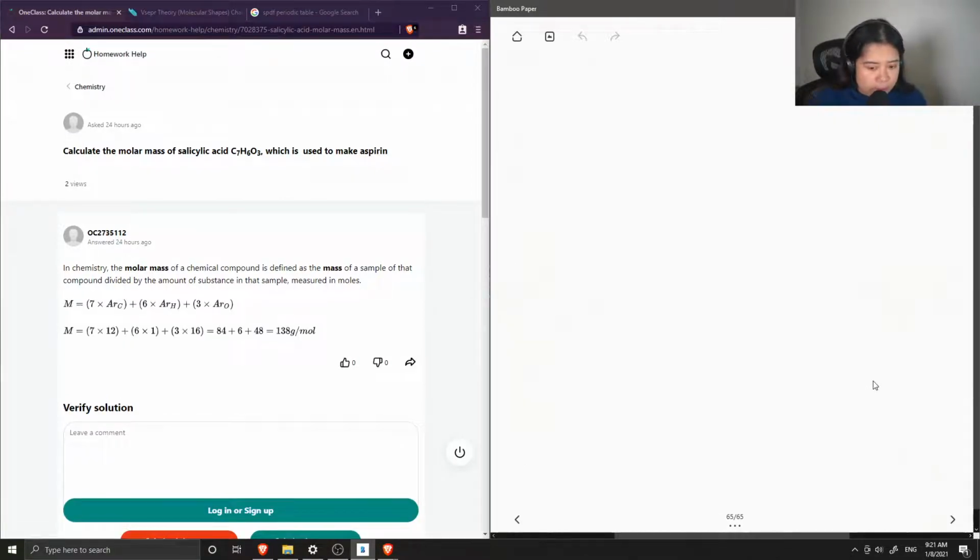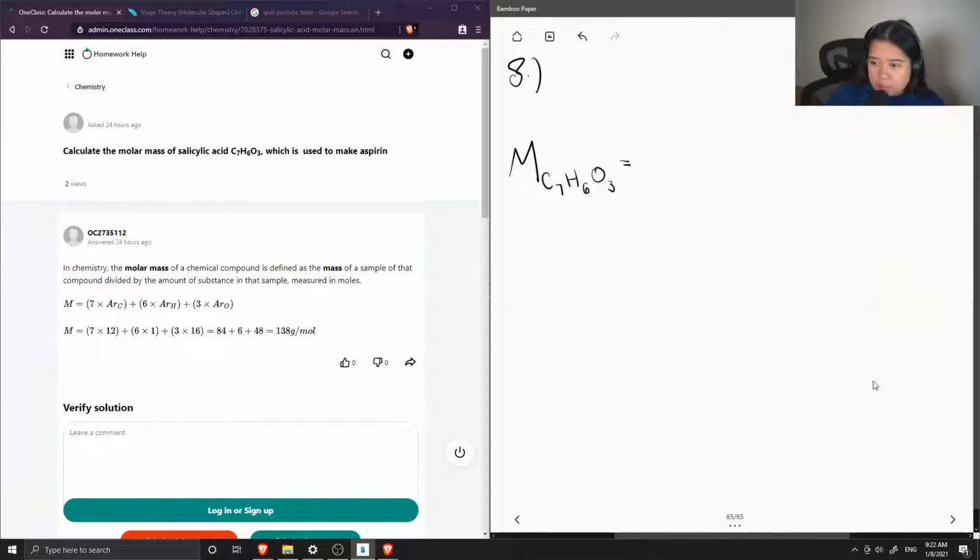Okay, so question number 8. Calculate the molar mass of salicylic acid, which is used to make aspirin. Fun fact. So salicylic acid has the formula C7H6O3.